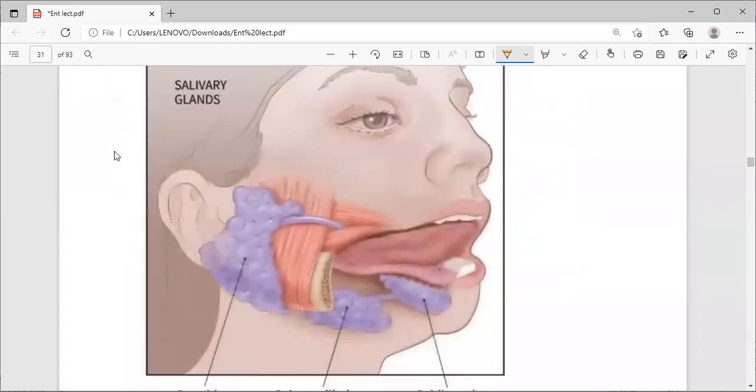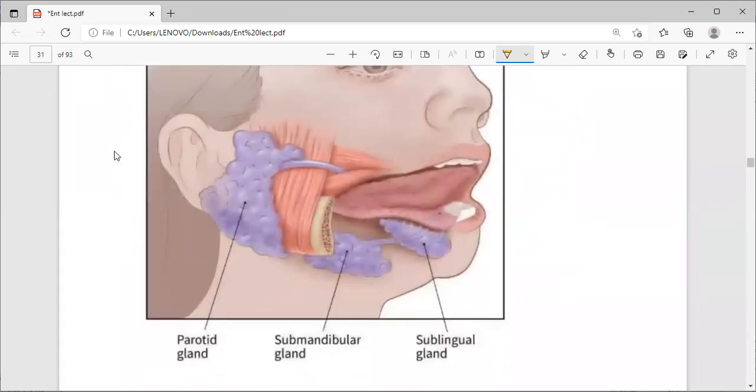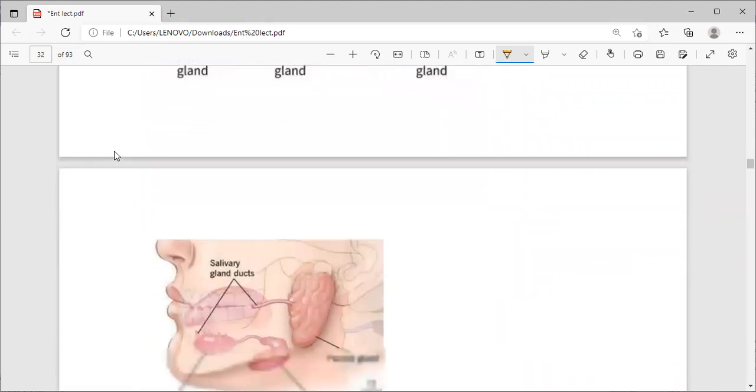Now let's move on. Here you can see this is the parotid gland, this is the submandibular, and this is the sublingual gland. Okay, let's move further.